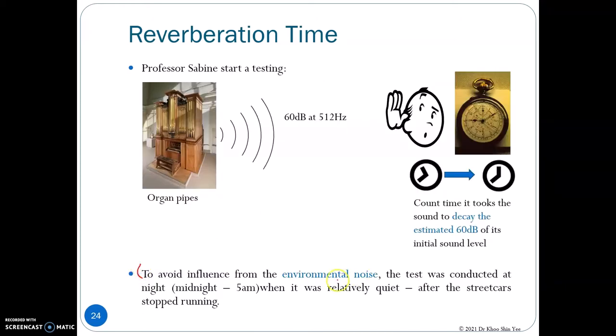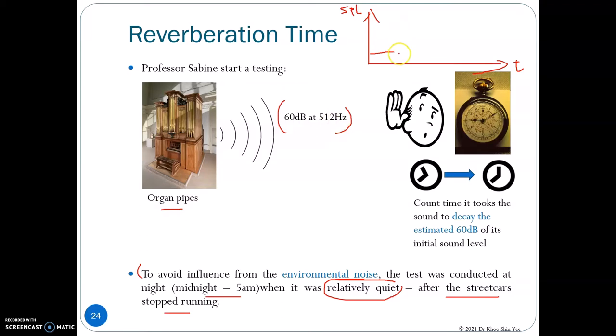To avoid influence from the environment noise or the background noise, the test was conducted at night after the streetcar stopped running, so it was around midnight to 5 a.m. During these hours, he measured the sound pressure level inside the hall and monitored the change of the magnitude with respect to time. So he could see that the sound pressure level is quite low because the hall is relatively quiet after all the cars stopped running. Then he played the organ pipes at 60 dB at 512 Hz. So the sound pressure level increased and started to drop.